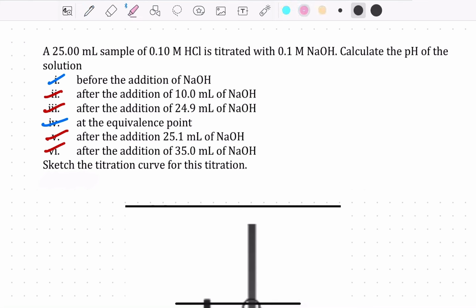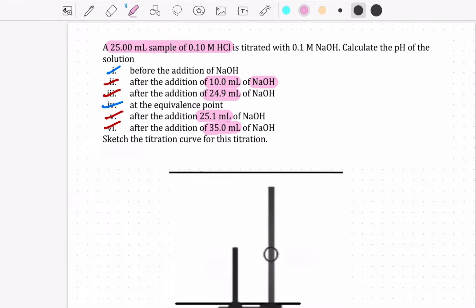Now, as we can see, if we read the data, we have 25 ml samples of hydrochloric acid, and this is fixed. And the volume that changes, as you can see in the question, is the sodium hydroxide, where we have 10 ml, 24.9 ml, 25.1 ml, and we also have 35 ml of sodium hydroxide. So please take some time to think, which one is the analyte and which one is the titrant.